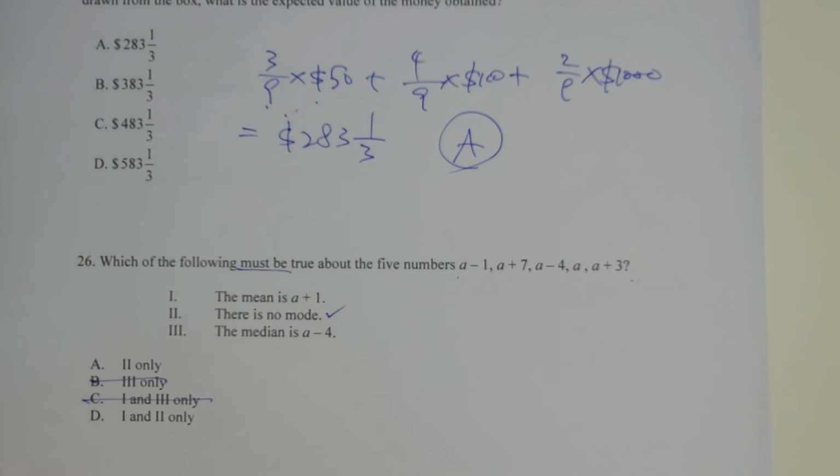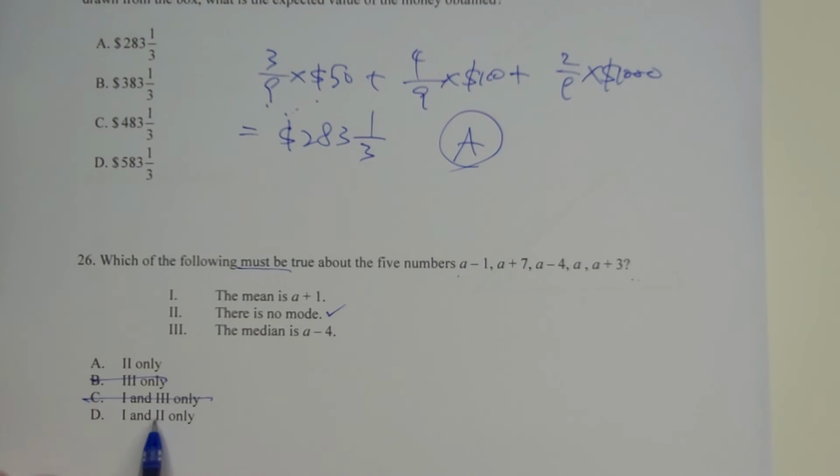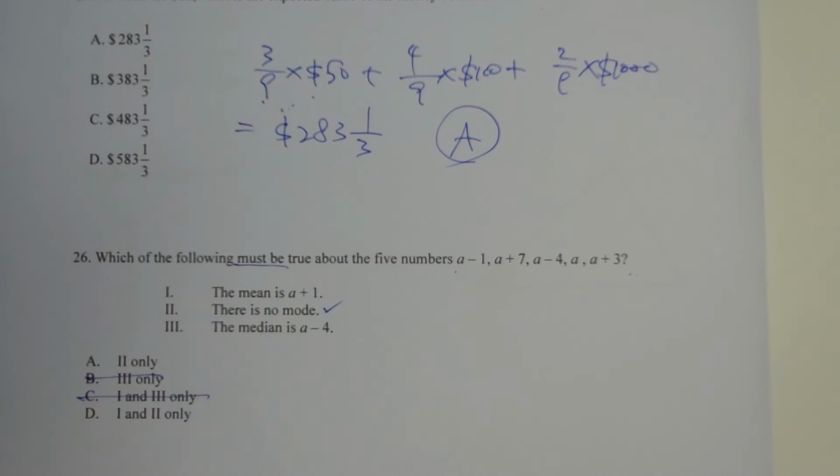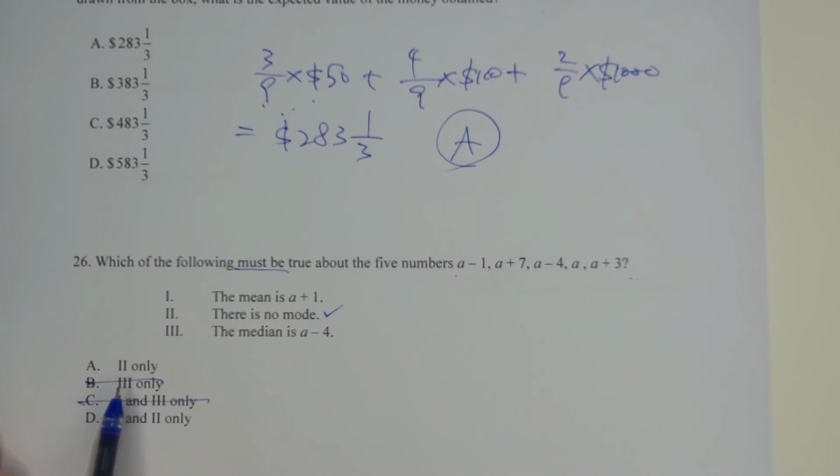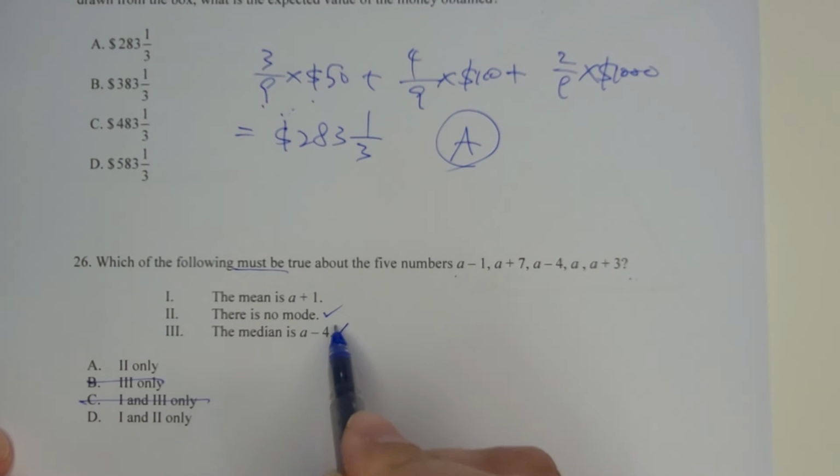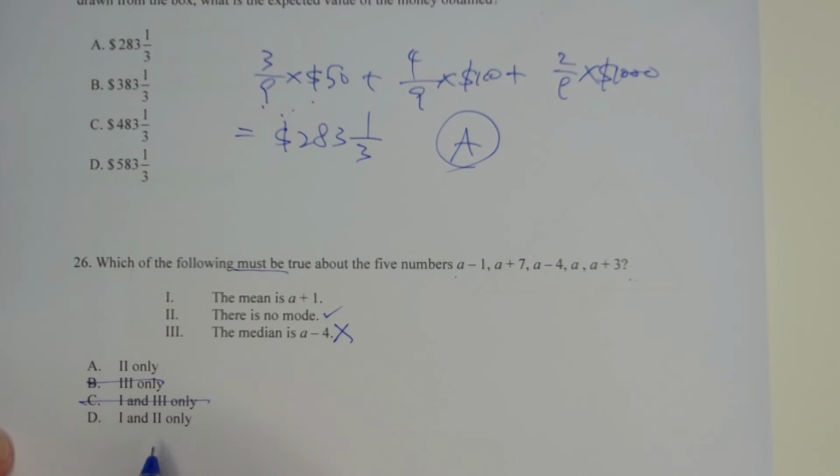When you eliminate these, then you can observe option A and option D. You do not need to check statement 3. Okay, so just cross it out. You just need to check statement 1.